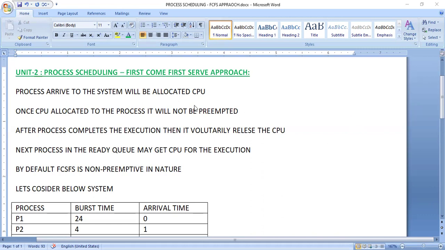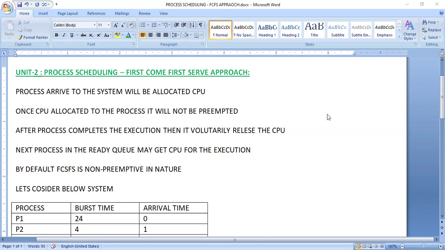Hi, dear students. In this video, we're going to see the process scheduling concept, first come, first serve approach. As the name itself says, first come, first serve approach. Here, a number of processes arrive to the system, and every process will not be given to the CPU. Instead of that, all the processes enter the ready queue.